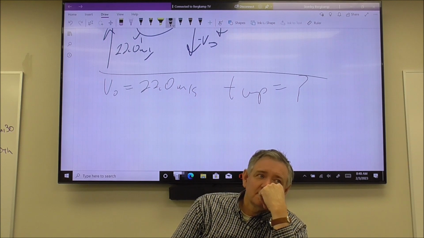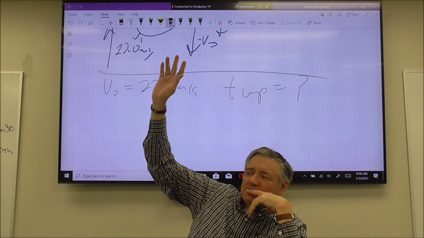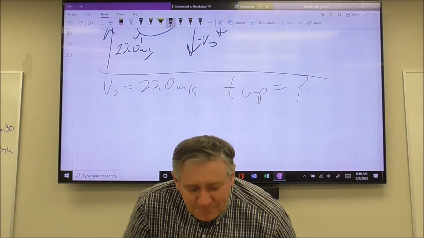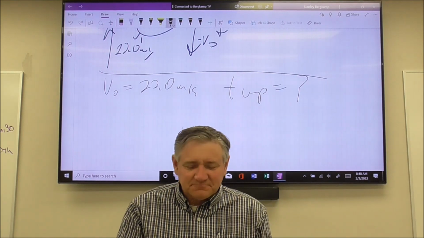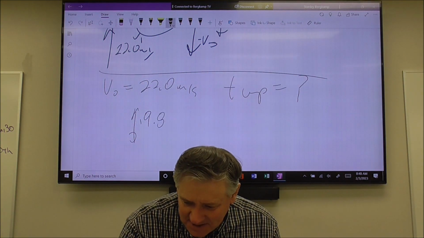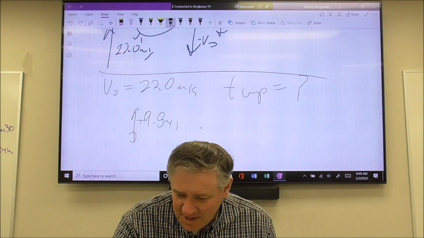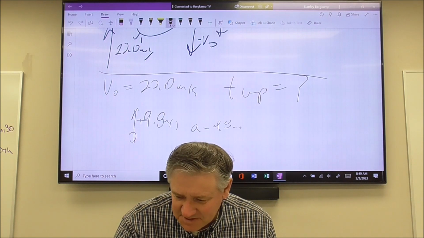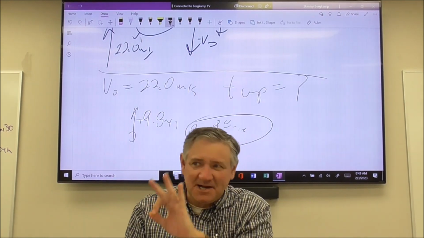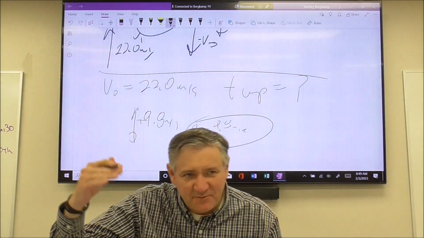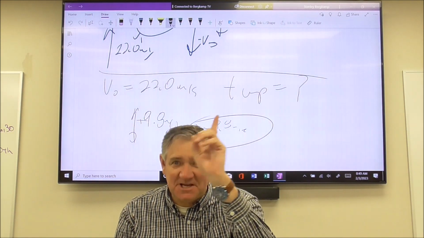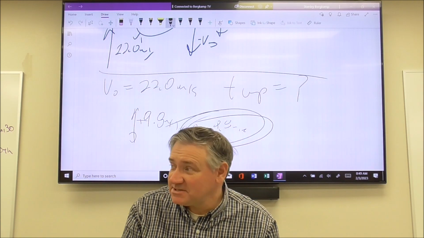Less than 1 second. How many vote less than 1 second? Okay, no, stop. Let's say I threw the ball at exactly 9.8 meters per second, and we have an acceleration of negative 9.8 meters per second squared. If I threw it at exactly 9.8 meters per second, how long would it take for it to go to 0? Exactly 1 second, right? Because this is what that acceleration means.